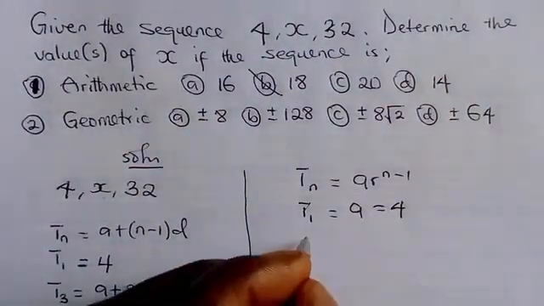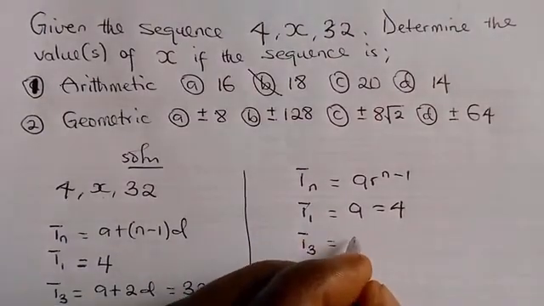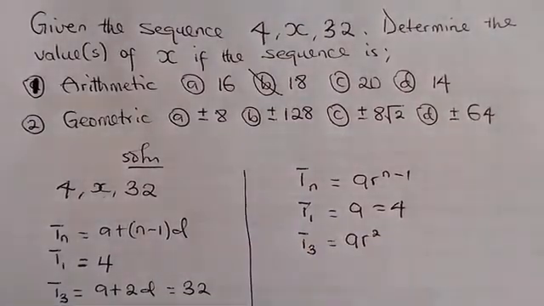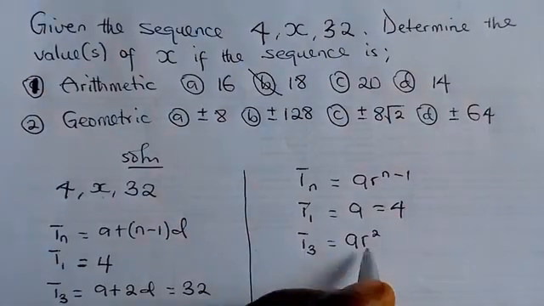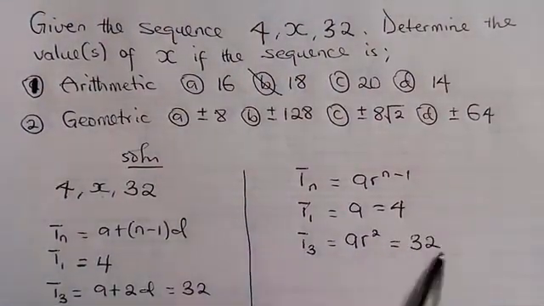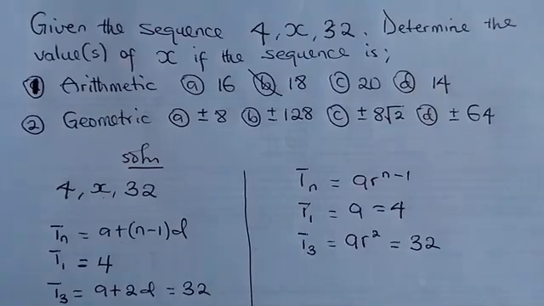Right? Then T3 will be equal to AR raised to the power of 2. And this AR raised to the power of 2, we are told, is equal to 32. That's the third term of this sequence. By that, we can substitute to get the value of R, which is the common ratio.